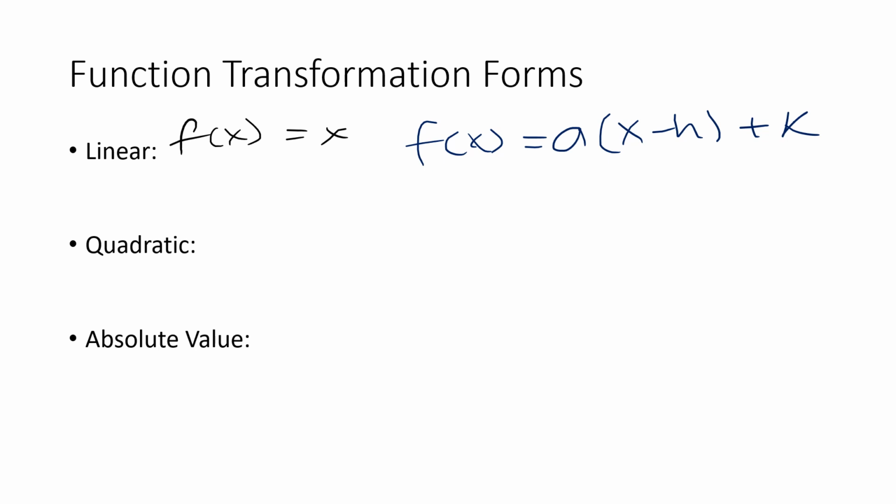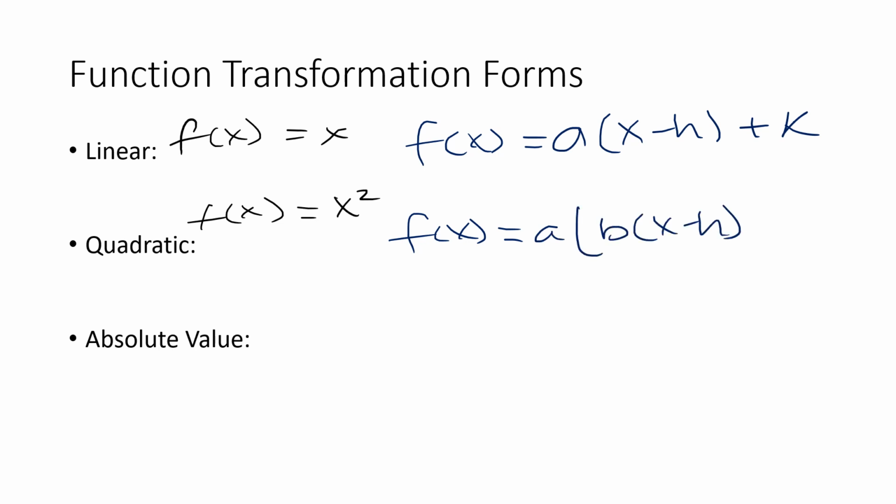All right, quadratic. The quadratic parent function looks like f of x equals x squared. Agreed? Quadratic? F of x equals x squared. So when I write it in transformation form, it would be f of x equals a parentheses b times x minus h squared plus k. Okay, notice here your b has to be factored out. This has to be a factor. And by factor, that means it has to be something that's being multiplied to the x and the h.